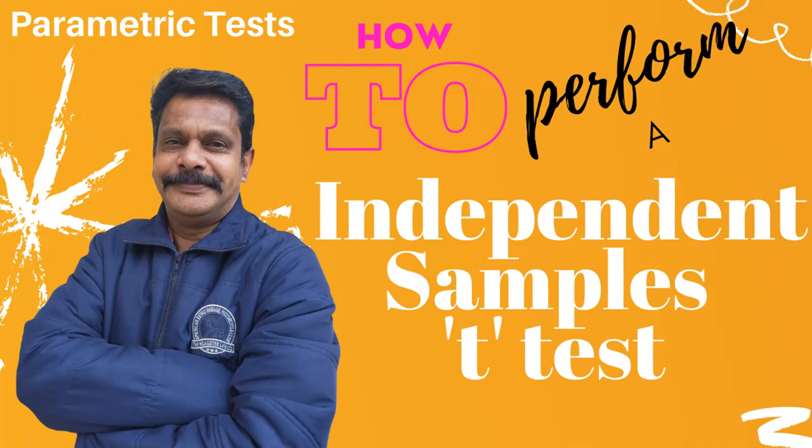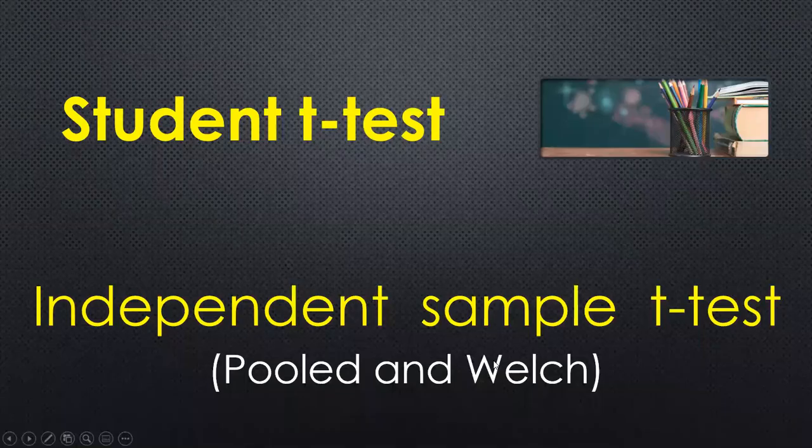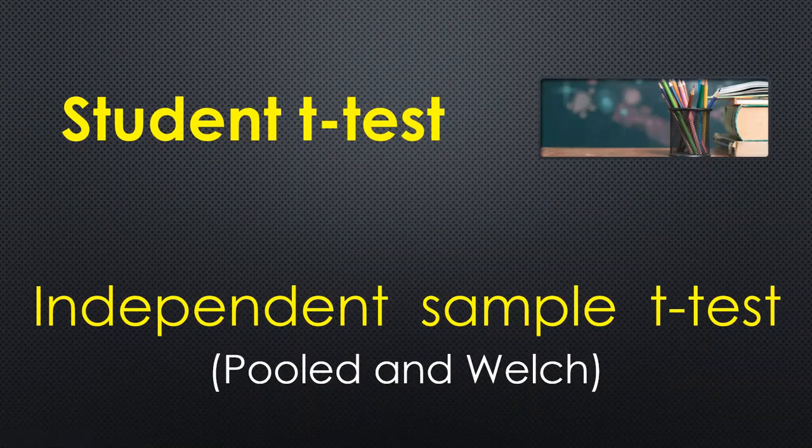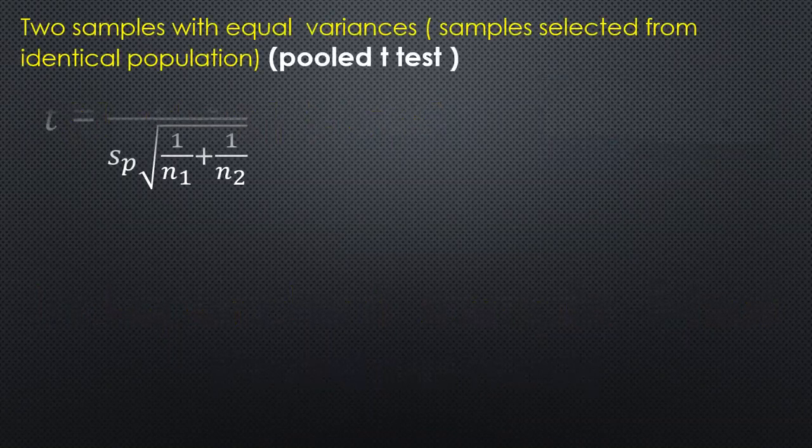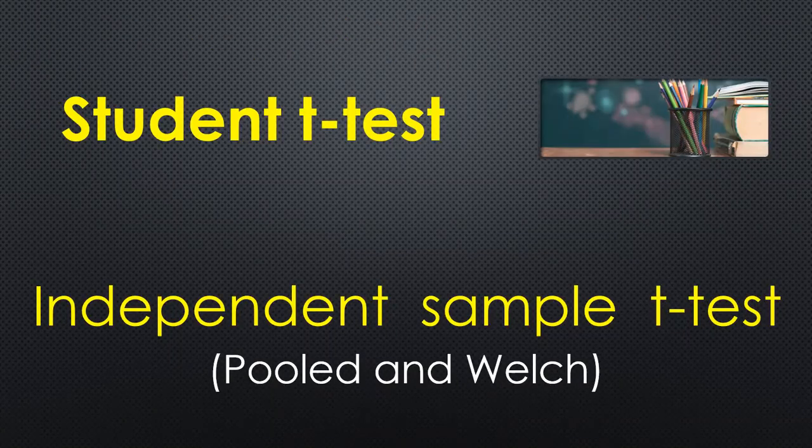So we'll move on to that sum. Okay, right. So now here we are going to study the independent sample t-test. Here there are two variants we are going to study. One is called the pooled t-test. So this is called the pooled t-test. First, we are going to study the pooled t-test.